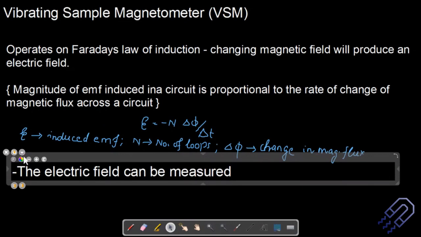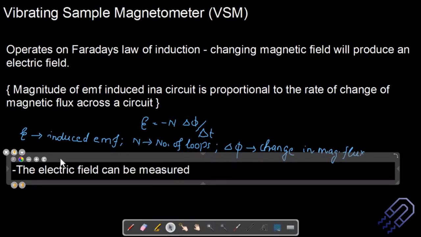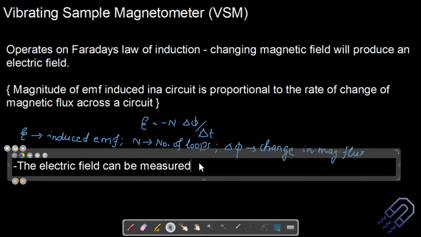How much the electric field is will depend on the change in magnetic field, and if we put a sample in between, that electric field variation can be understood, and from there we can know whether our sample has a magnetic property or not. But we will come back to that later. The basic idea is that the electric field can be measured, and it can provide information on the magnetic field. So the idea is very simple.